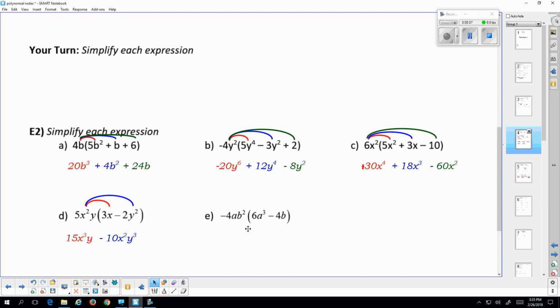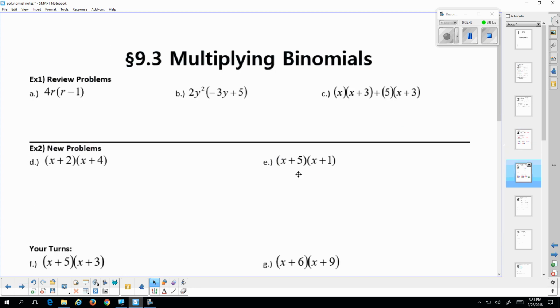And then the last one, I'm going to distribute this negative 4ab squared. If I distribute negative 4ab squared to 6a to the third, what will that give me? That is actually going to give me negative 24a to the fourth b squared, and then negative 4ab squared to negative 4b. That's going to give me positive 16ab to the third. So on the next page, go ahead and do the review problems, and then we will talk about the new problems.